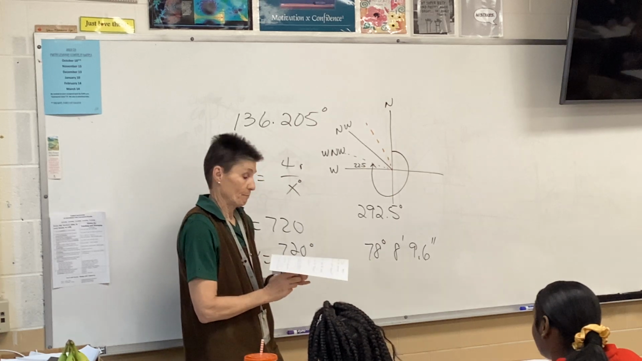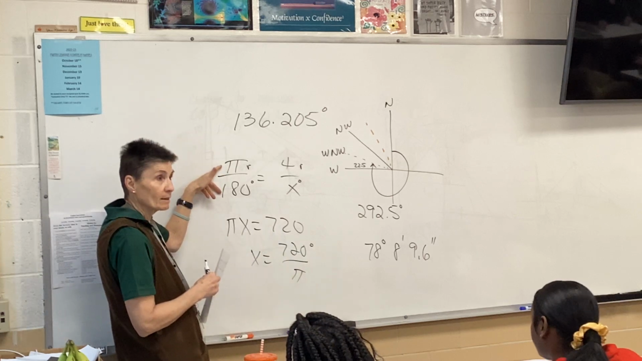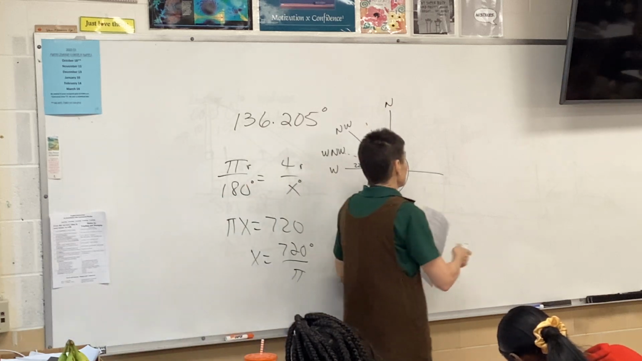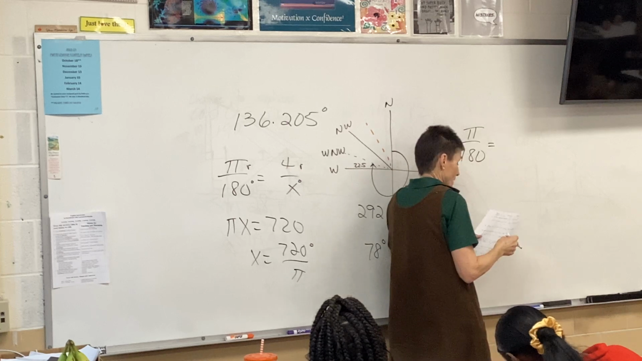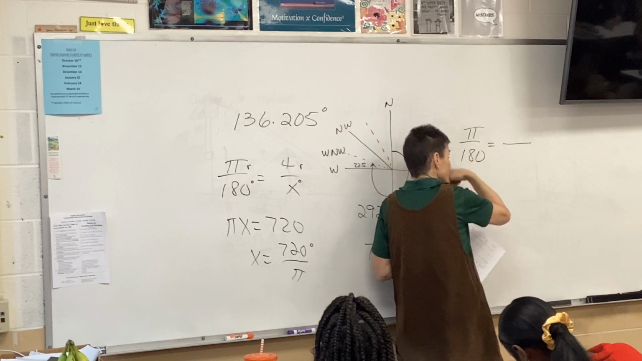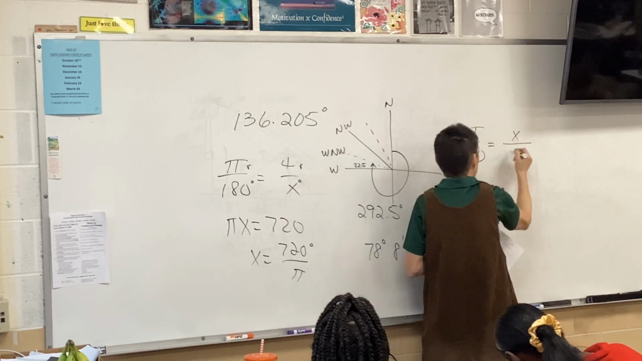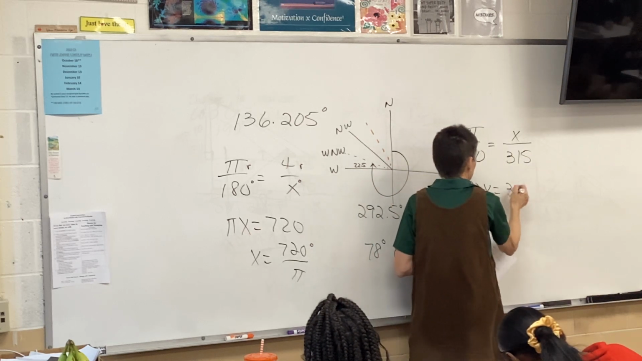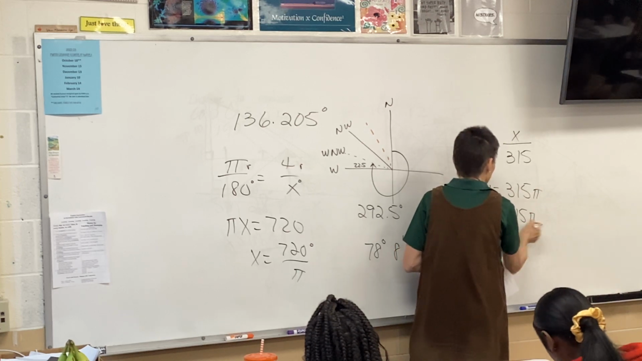Number 5. Number 5 is exactly like this one right here. So if you want, you can say pi over 180 equals, now, I've got 315 degrees. So where does the X go and where does the 315 go? X on top, 315 on the bottom, absolutely. So 180x equals 315 pi. So 315 pi over 180.